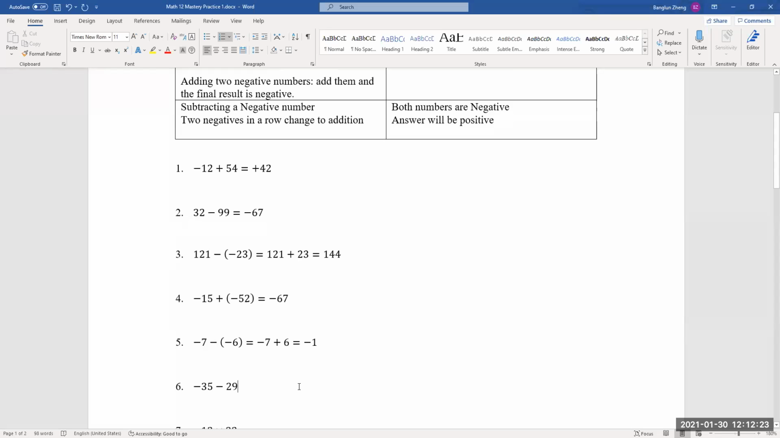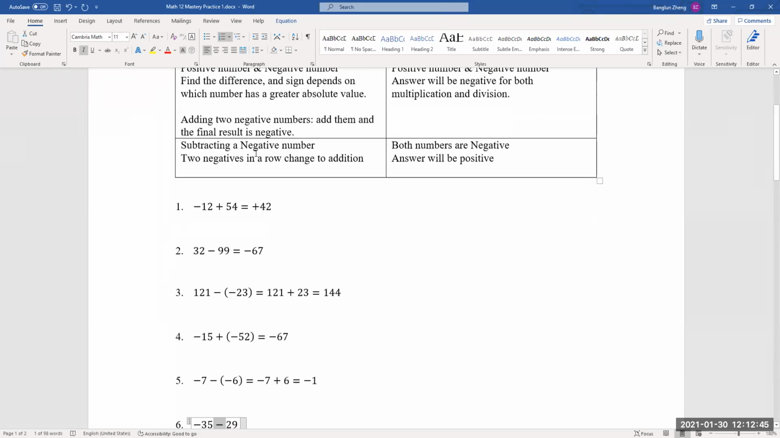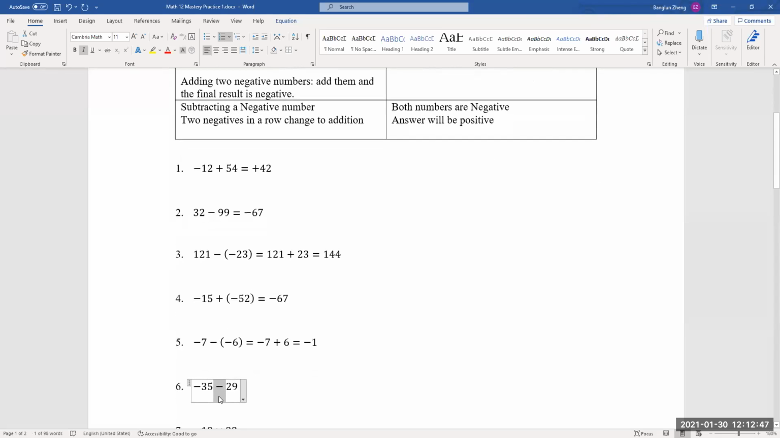And then number 6, negative 35 minus 29. You might be wondering, which of these conditions does this apply to? First, this is not subtracting a negative number because it's just 1 minus over here. The 2 minuses are not next to each other. It's not positive and negative because they are both negative. So what we are going to use is this condition, similar to number 4: adding two negative numbers.